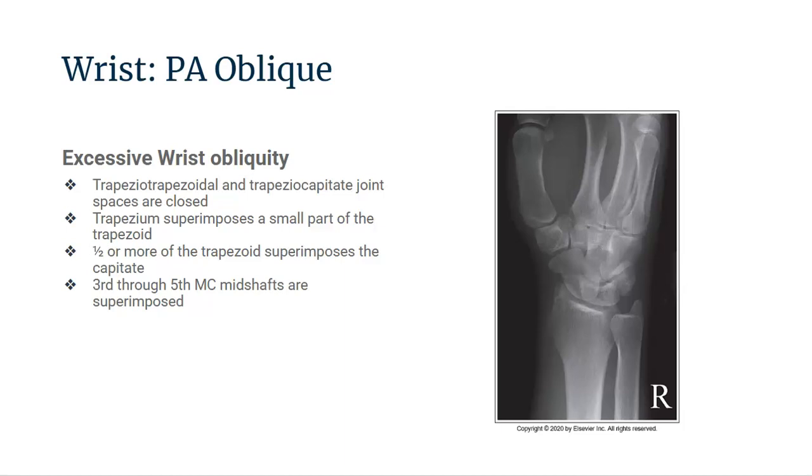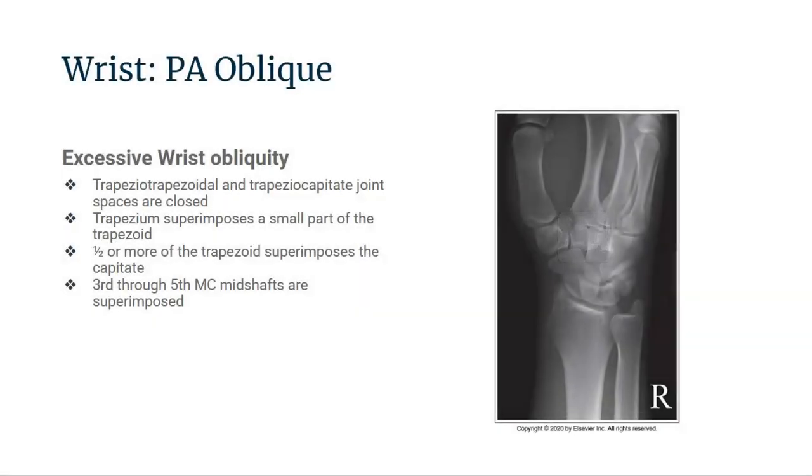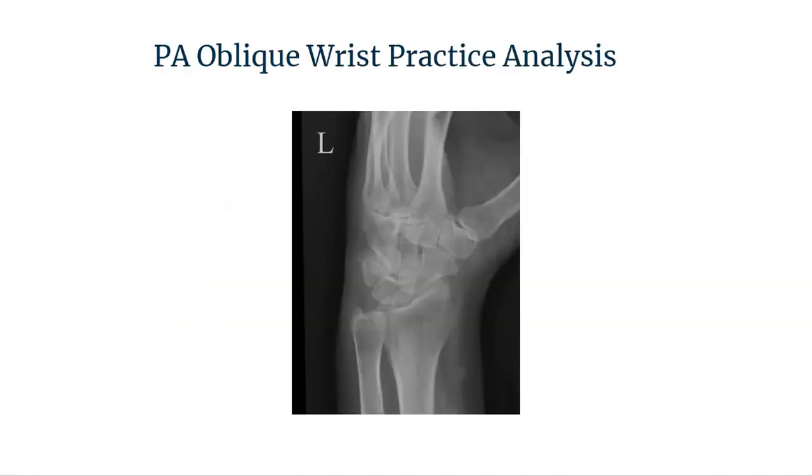Now let's take a look at excessive wrist obliquity. When the wrist is obliqued more than that 45 degrees, both the trapezio-trapezoidal and trapezio-capitate joint spaces will be demonstrated as closed. The trapezium begins to overlap that anterior aspect of the trapezoid, and the trapezoid increasingly overlaps the capitate. There also will be an increase of superimposition of the metacarpal midshafts as well. In this case, you're going to decrease the obliquity to that 45 degrees to optimally visualize the anatomic structures that are required for this projection. Please review this practice analysis and complete the next question.